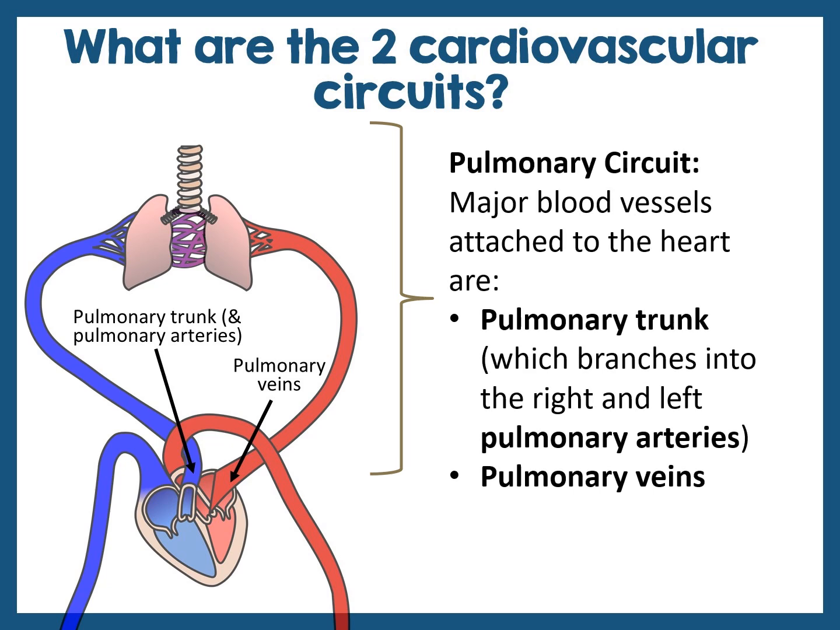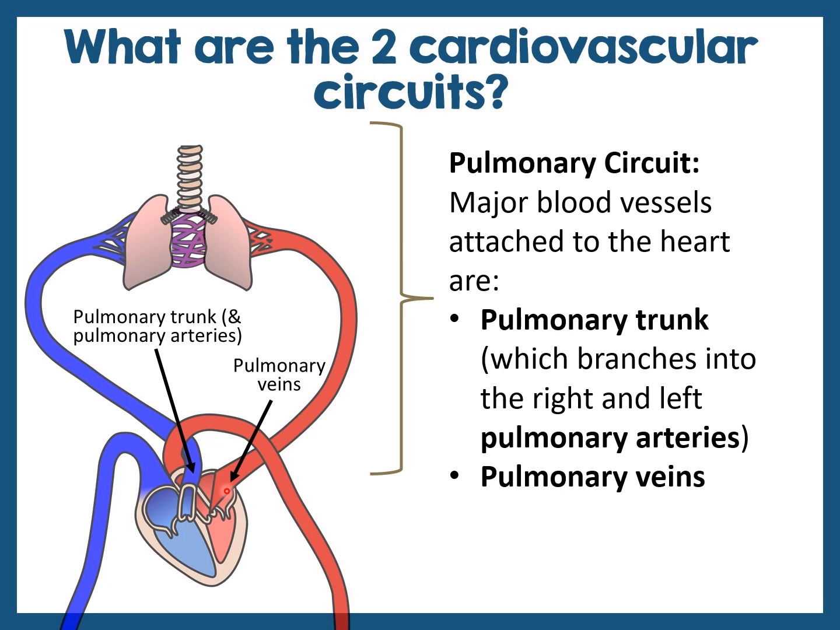And so the pulmonary circuit, the main blood vessel that is attached to the heart is the pulmonary trunk. That pulmonary trunk will then branch out into the right and left pulmonary arteries. Then that deoxygenated blood will go to both of the lungs where it will pick up oxygen. And then it will be returned back to the heart, specifically the left atrium, and that now has oxygen. And so it returns by pulmonary veins.